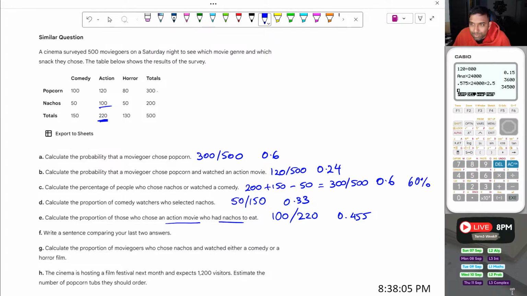Thanks for spotting that, Maddie. That would suck, right? Like, if you didn't put the percentage and you actually put like 0.6, they don't give you a mark for that.